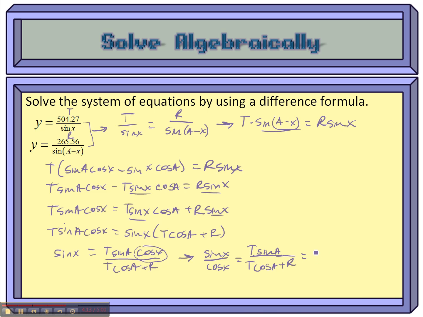If I were going to write these in numbers up top, I would write that as 504.27 sine of a, which I stored into my calculator, of course, and on the bottom it'd be 504.27 cosine a plus my right side, which is 265.56. And the last thing is sine over cosine. We use an identity, and let's just call that tan x. In order to find x, the angle measurement, we would just take the inverse tangent of that quantity.